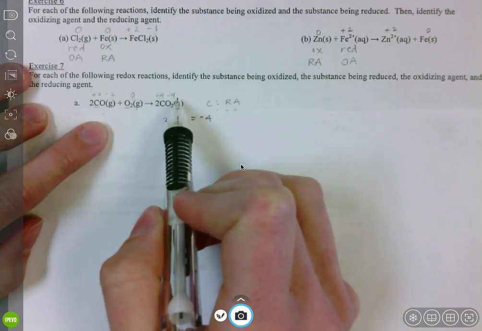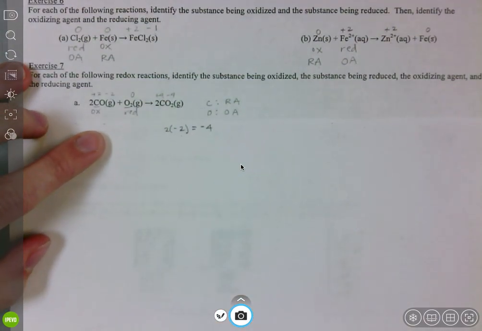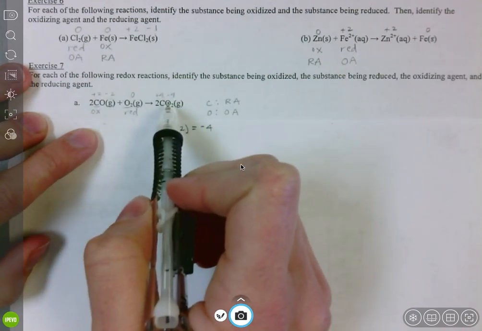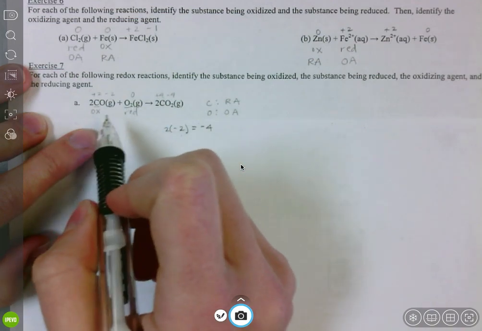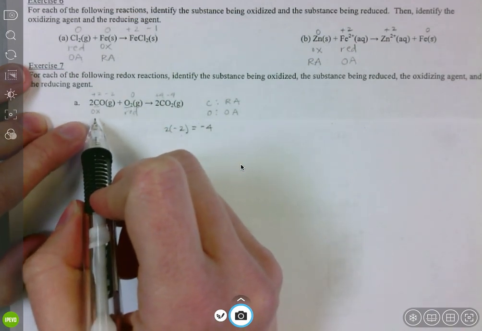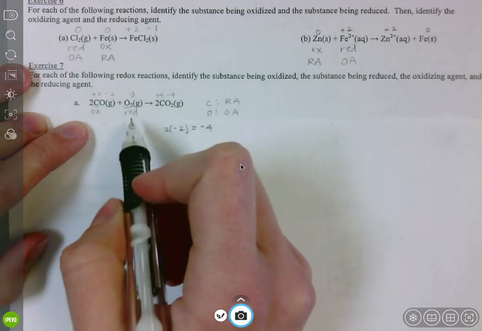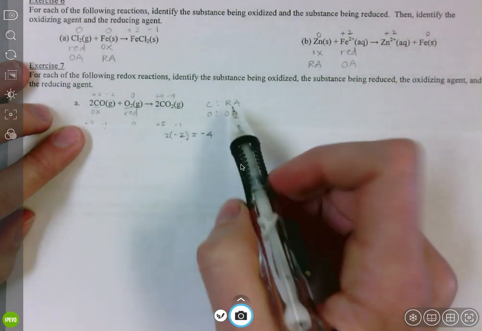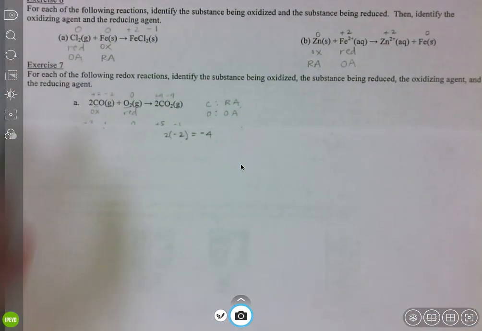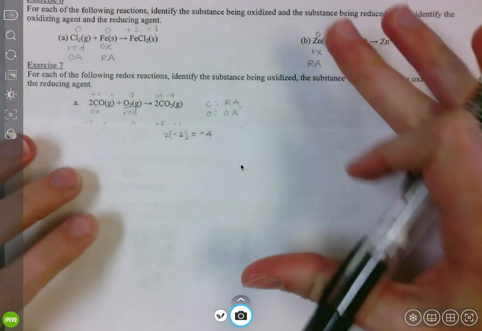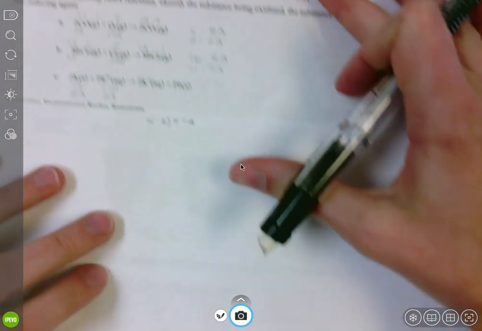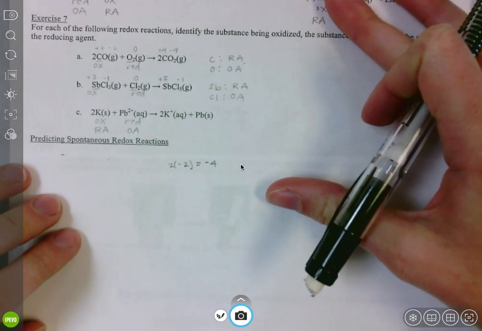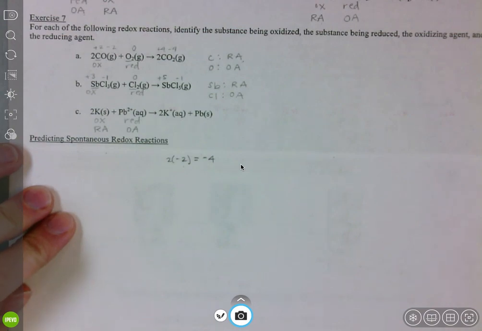And then our oxygen is gaining electrons there. So that means that our carbon monoxide is being oxidized, because carbon is losing electrons. It's not our oxidizing agent, it's our reducing agent. And then oxygen gas is being reduced in order to form carbon dioxide gas. So carbon is our reducing agent, and oxygen gas is our oxidizing agent. Again, look at B and C for the work on that, or you can look at it here, whatever, with examples 3 and 4.